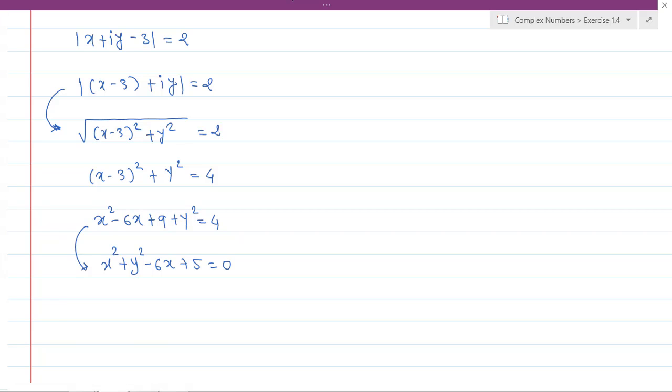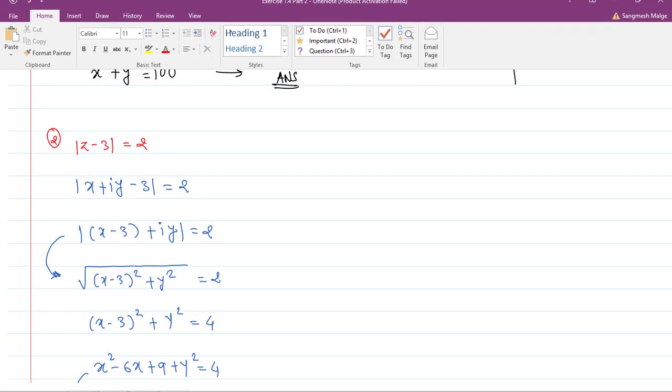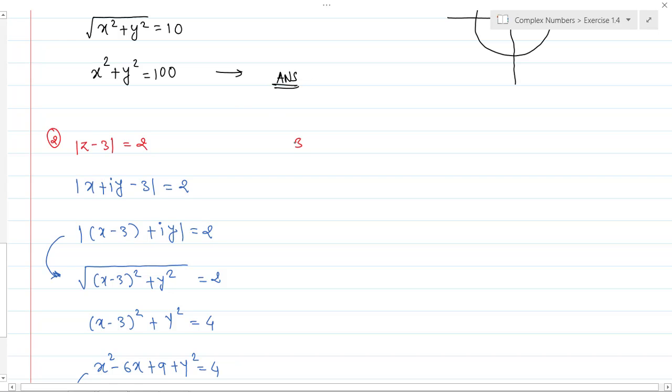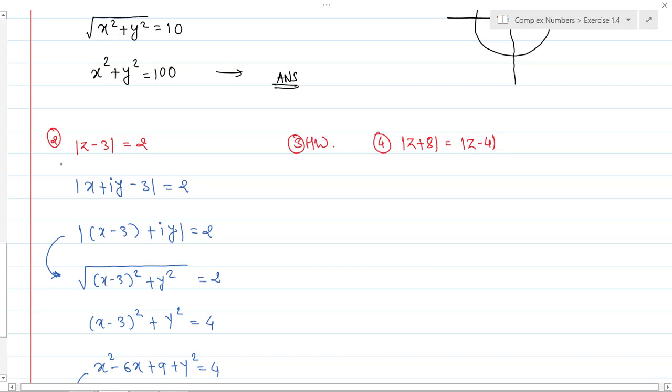Okay, let's take the third question, which will be the homework. Let's start the fourth question. The fourth question is: mod of z plus 8 equals mod of z minus 4. Again, follow the same procedure.